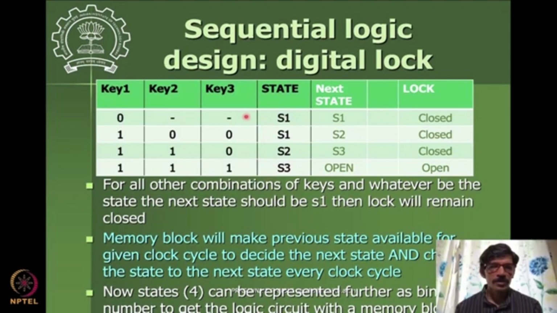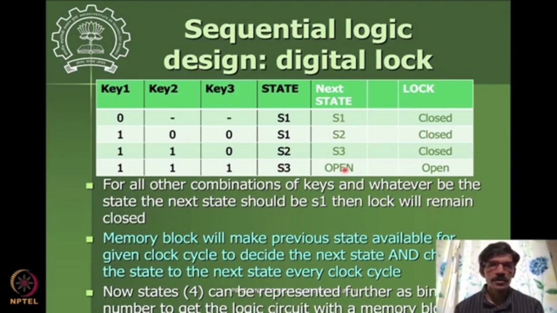Now say, for example, key 1 is pressed and you are in state S1, and the correct key is pressed, like from the reset. Then you go to state S2. Then key 1 is pressed and key 2 is also pressed, like the next key pressed is key 2, and you are in S2 state. Then you move to S3 state. Like that you will have this logic developed. So all the keys are pressed and you are in state S3, then you are in open.